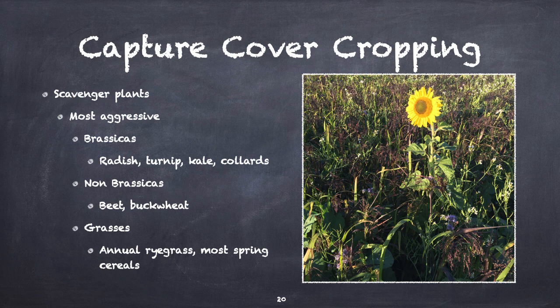So your scavenging plants tend to be very aggressive. These were the brassicas, for instance, your radishes, your turnips, kale, collards. Your non-brassicas, your beets, and your buckwheat. And then for your grasses, your annual ryegrass, and then most of your spring cereals. Those are probably the easier ones to help manage.